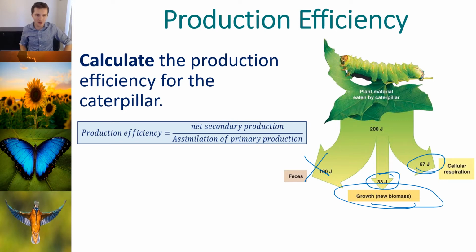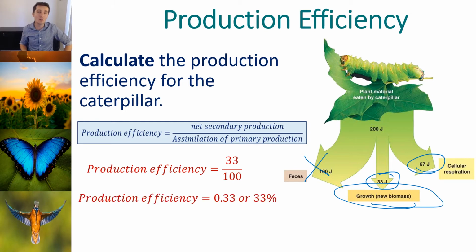So if we look at this formula, production efficiency is 33 divided by 100, which equals 33%. Okay, and that's going to be different to the transfer efficiency. If you look at this, it had 200 joules, the gross production, I should say, the amount that's come in, and that would be 33 divided by 200. If you do that math, you'd be able to figure out exactly how much that would contribute.